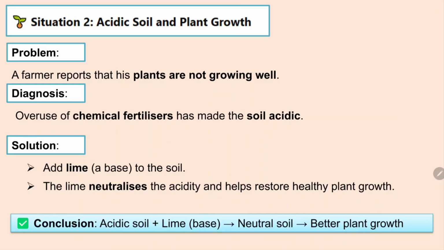So in this way we have applied it, isn't it? So what is the conclusion? Acidic soil plus lime base will become neutral soil and give better plant growth. Okay, I hope you understood. So you can take this screenshot and write it down in your notebook, so you will understand this better and it will be easier for you to do revision, especially during your exam time.